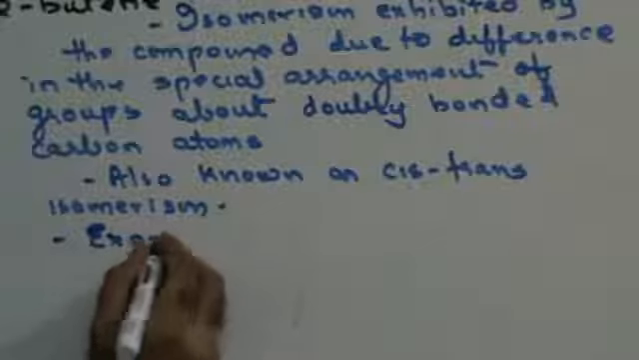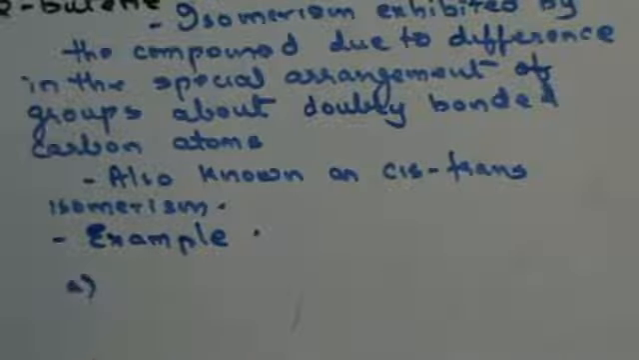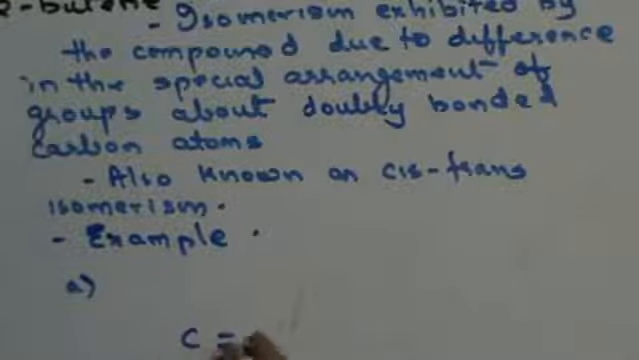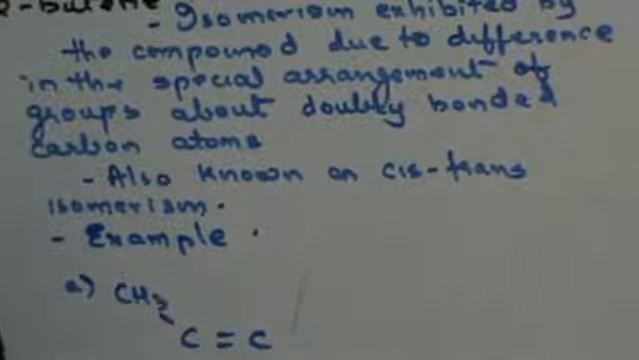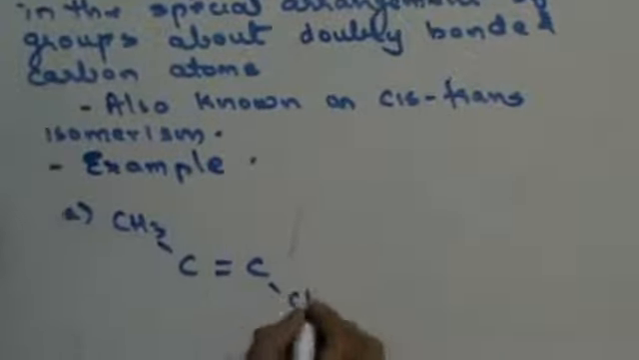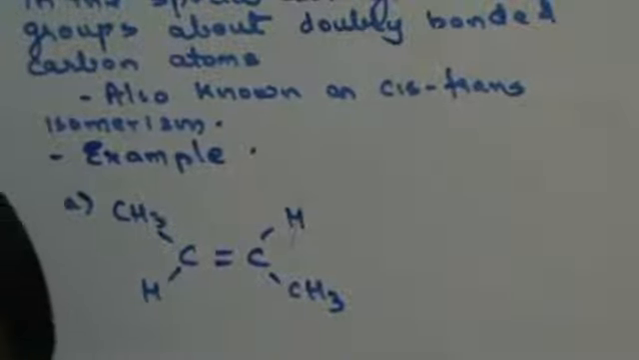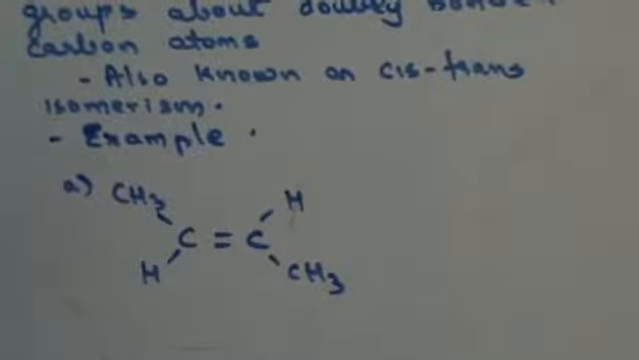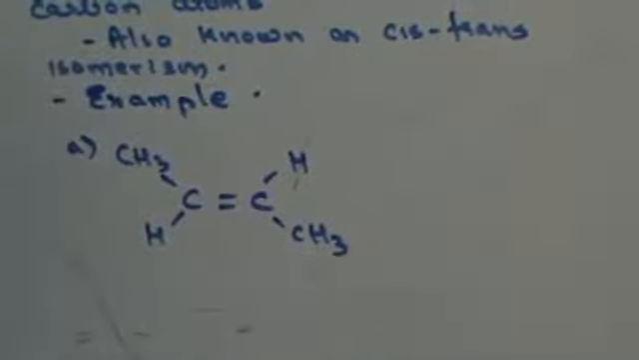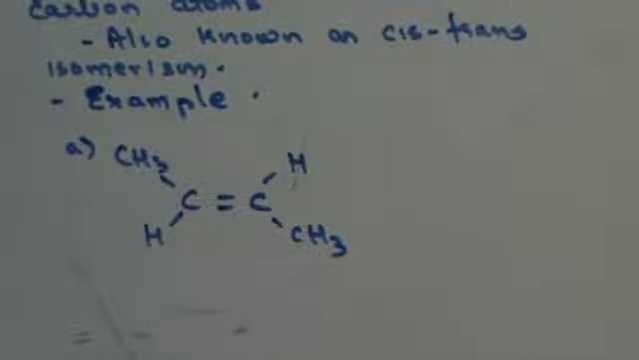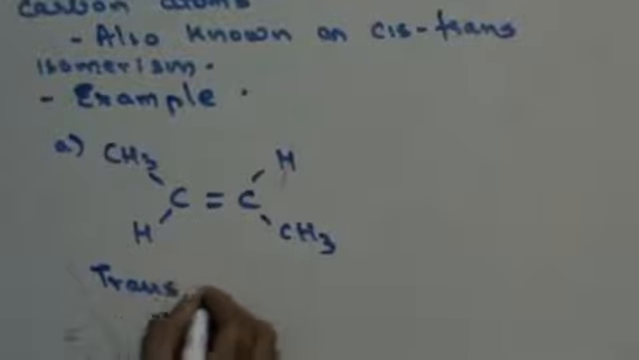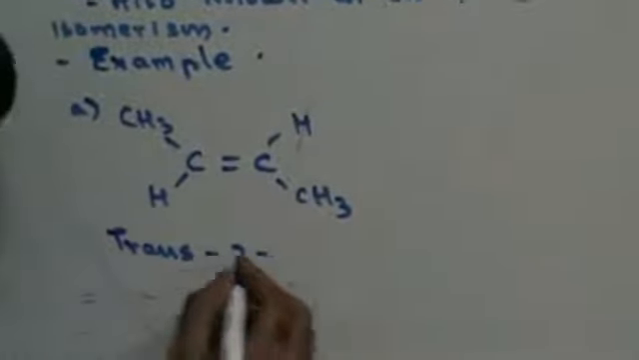Let me show this to you with the help of an example. Suppose I have a compound with a carbon-carbon double bond, CH3, CH3, H and H. Right? Now in this particular compound what we observe is that the similar groups, that is CH3, CH3 and H and H, lie on opposite sides of the double bond. Such kind of an isomer is called a trans isomer. So this is trans 2-butene.